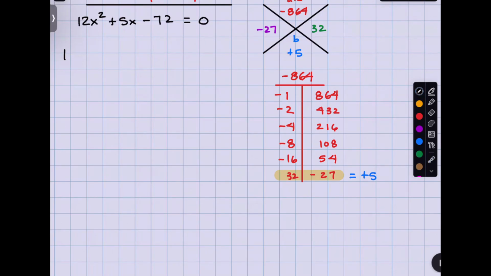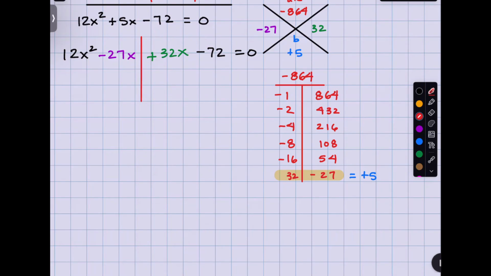So that means I got 12x squared minus 27x plus 32x minus 72 equal to 0. Now, the reason why I'm writing the negative first is because then I don't need to pull a negative out of that second group.